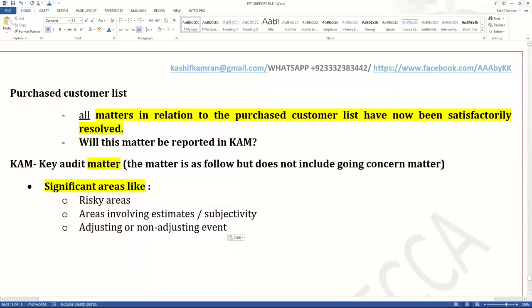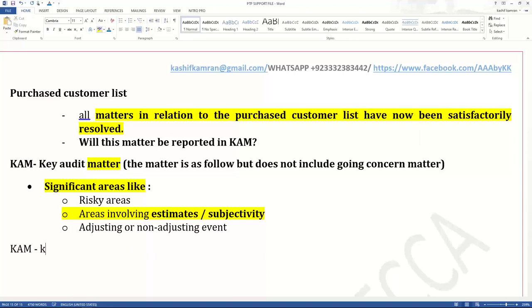CAM is a matter which is a high risk area. CAM is a matter which is an area involving estimates and subjectivity. CAM is for significant adjusting and non-adjusting events. Purchase customer list: is it not meeting the definition of an area involving estimates and subjectivity, everyone? Those who are giving the no answer, isn't it an area of estimate and subjectivity? So now tell me, go by logic.